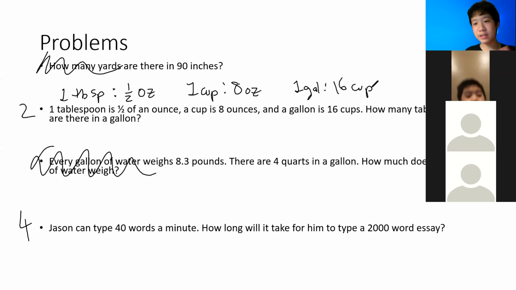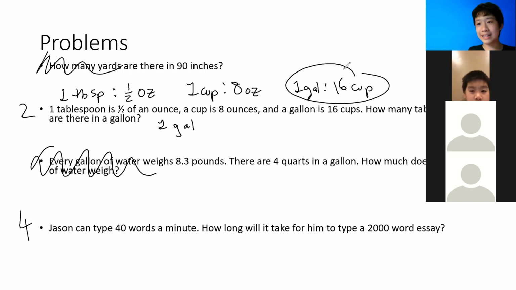Alrighty, so now this problem wants us to turn gallons into tablespoons, right? How many tablespoons are there in a gallon? So we're going to start out with 1 gallon. What conversion rate out of these 3 do we use to turn gallons into something different? Well, we can use this one, 1 gallon per 16 cups. But our main goal here is to get rid of the gallons. We want to get rid of that word.